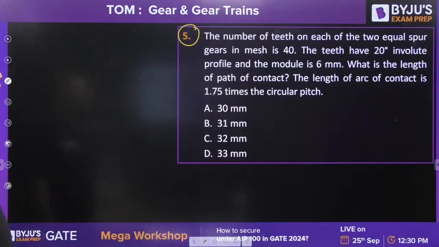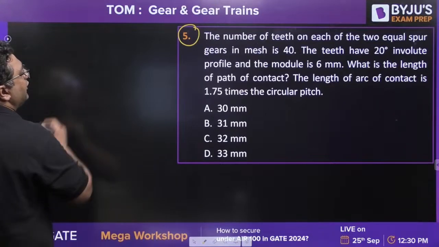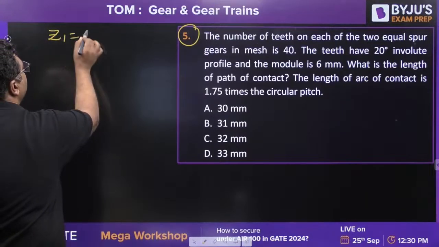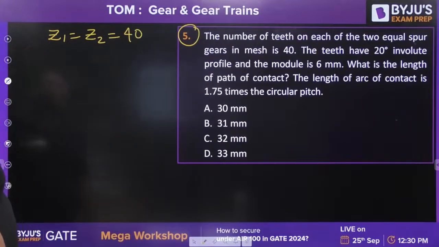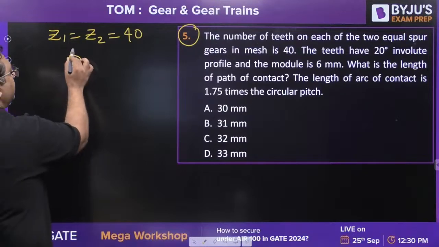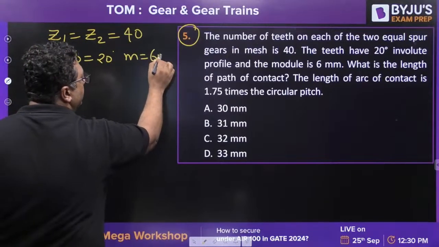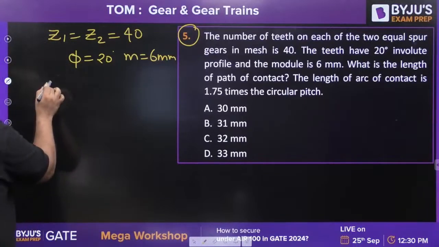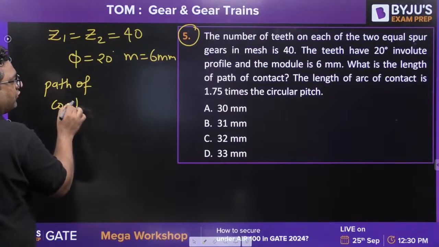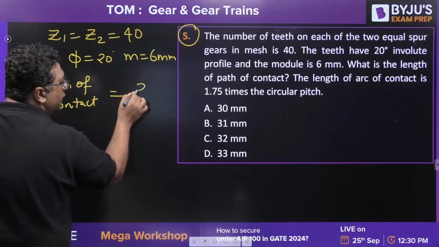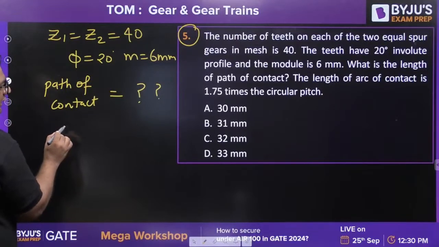The number of teeth on each of two equal spur gears in mesh is 40. So number of teeth Z1, Z2 is 40. The teeth have a 20-degree involute profile and module is 6 mm. So you need to find out path of contact first. Path of contact. And it is also mentioned the length of arc of contact.